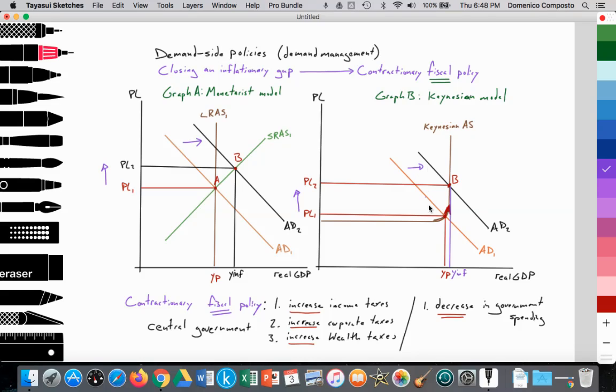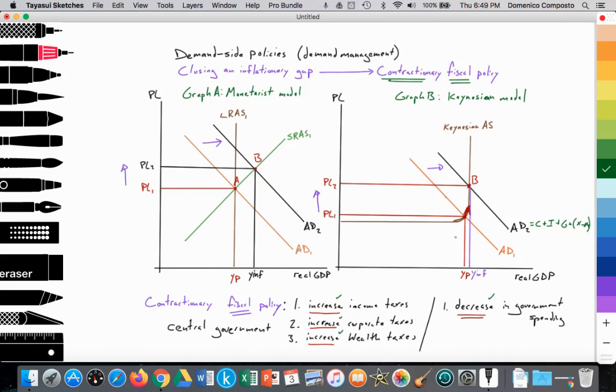So the central government then decides to intervene by applying contractionary fiscal policy, by increasing income taxes, increasing corporate taxes, increasing wealth taxes, and in addition, they decide to decrease government spending. So since AD equals consumption spending plus investment spending plus government spending plus exports minus imports, the increased income tax will lead to a fall in consumption spending. The increased corporate taxes will lead to a fall in investment spending, and the decrease in government spending leading to a fall in government spending.